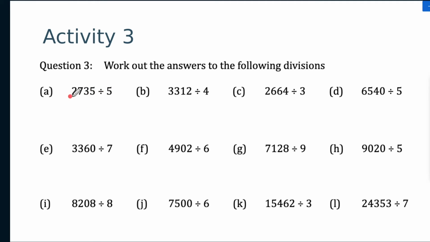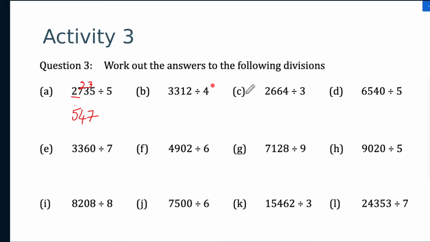Okay, 5 doesn't go into 2, so we have to look at this as a 27. 5 goes into 27 5 times, and the remainder is 2, because 5 times 5 is 25, and there's a remainder of 2. Then 5 goes into 23 4 times. 5 times 4 is 20, there's a remainder of 3. Then 5 goes into 35 7 times. Okay, that's how you do it.